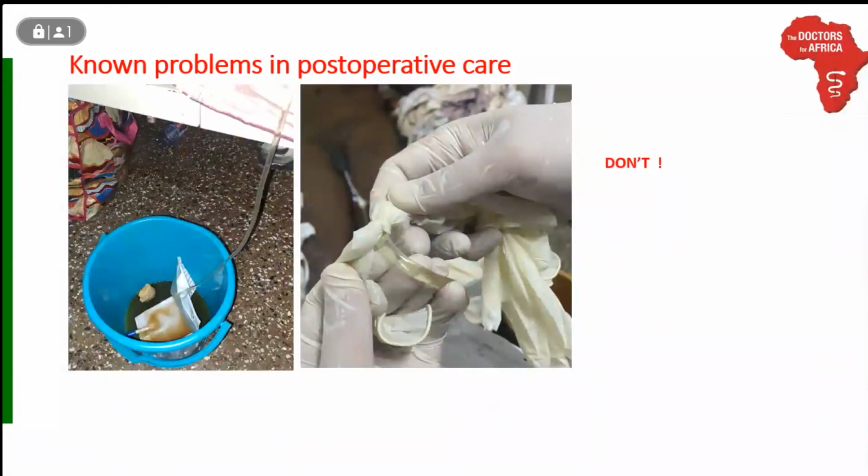What you should not do: put the bag in the bucket. You cannot check if it's running, and it's a risk for yourself as it lies in the bloody fluid. On the right side, the tube was tied so strongly that it was obstructed.